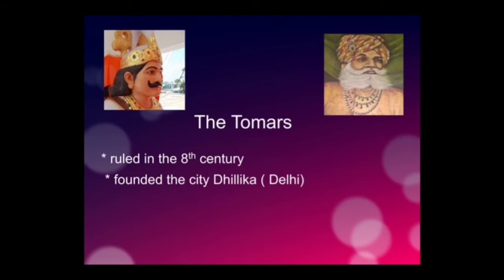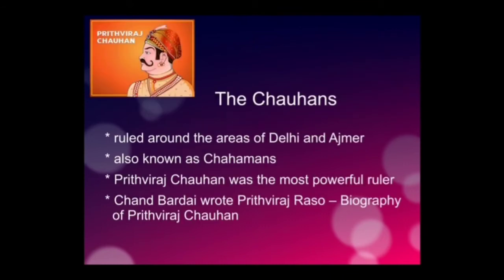The Tomars. The city of Dillika, nowadays we call Delhi, was founded by Tomar rulers in the 8th century. Later, the Chohans controlled their territory. The Chohans ruled around the areas of Delhi and Ajmer. They were also known as Chahamans. Prithviraj Chauhan was the most powerful and strong ruler among the Chauhans. And Chand Bardai's popular epic poem Prithviraj Raso also tells us about his valor and his fight with Muhammad Ghori.